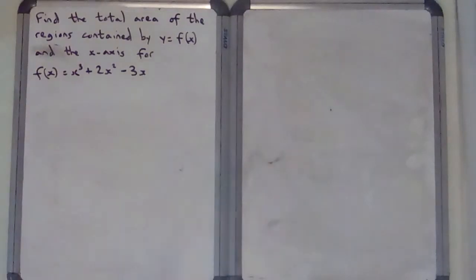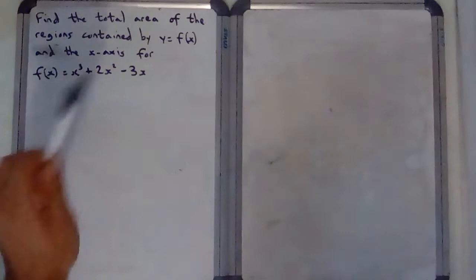Find the total area of the regions contained by y equals f of x and the x-axis, for f of x equals x cubed plus 2x squared minus 3x. So basically we're finding the area bounded between the x-axis and this cubic function.